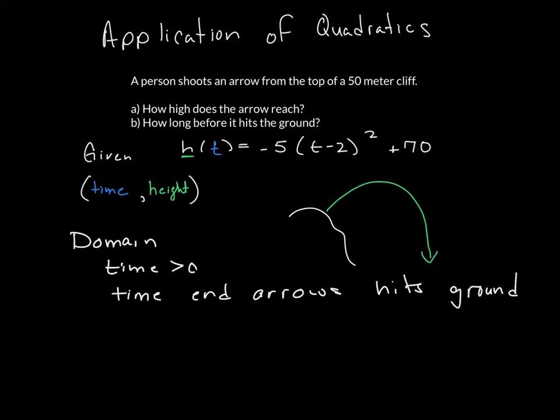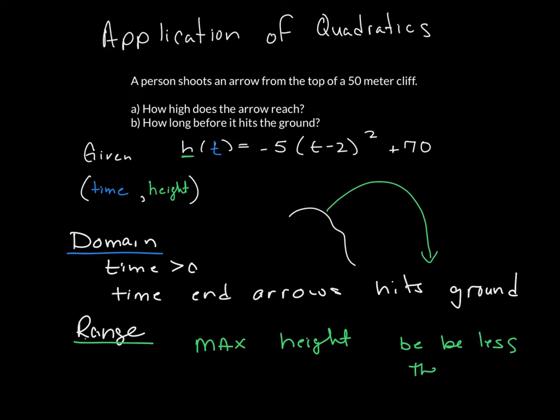And the range, or our height, we're going to have to find out the maximum height, which is already included in our question. That's part A. But the range also will not be below ground. So it cannot be less than 0. And we're going to go find those numbers at the end.